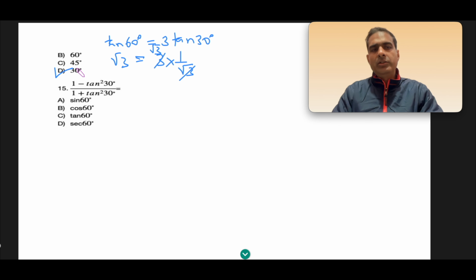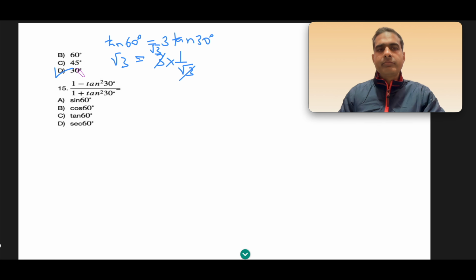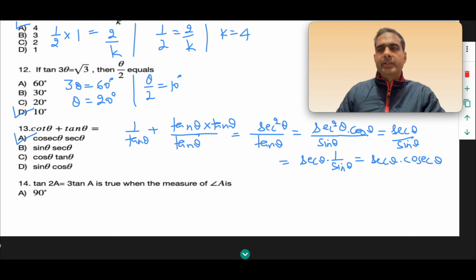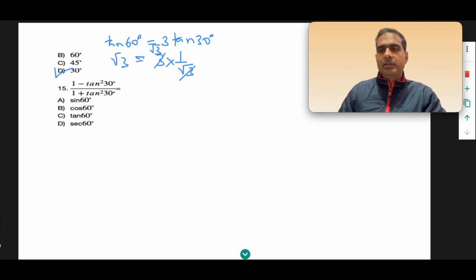So in MCQ we can use our common sense also. So without wasting time, what we did in this is, it was asked tan 2A is equal to 3 tan A. So what should be the value of angle A? Now if A is 90, then the left hand side will become tan 180 degree, and in 10th we don't know the values of tan 180 degree. So this should not be the answer.